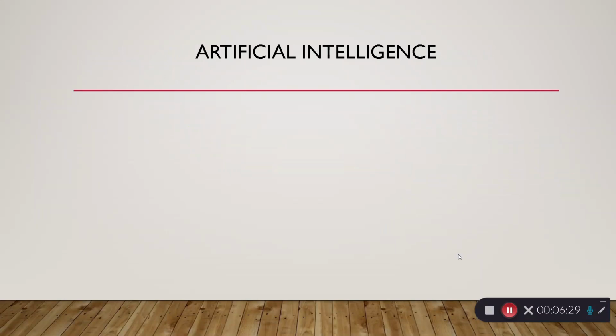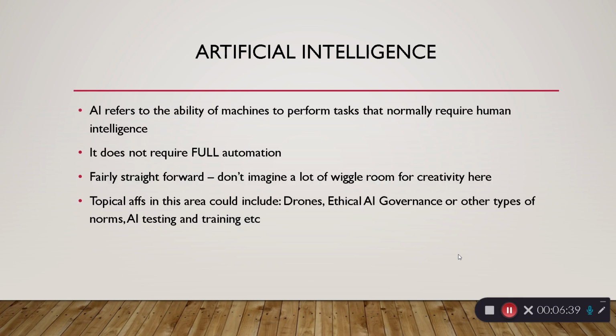The second term that I want to get into is artificial intelligence, one of the three areas that the affirmative has to increase security cooperation with NATO member states. Artificial intelligence refers to the ability of machines to perform tasks that normally require human intelligence, but it does not require full automation. Okay, this definition is fairly straightforward. I don't imagine a lot of wiggle room here for creativity on what artificial intelligence means. That being said, there is room for creativity on what potential AFs could look like.